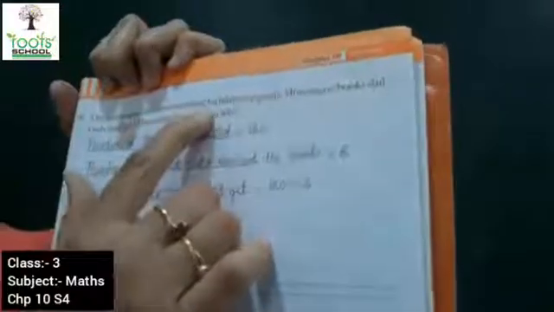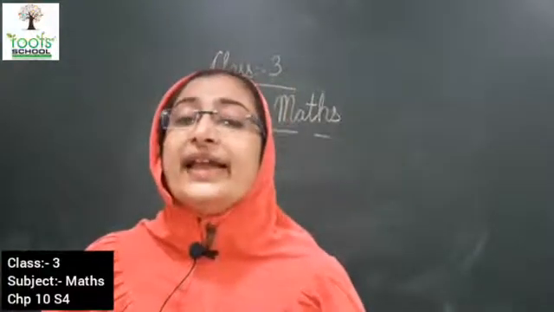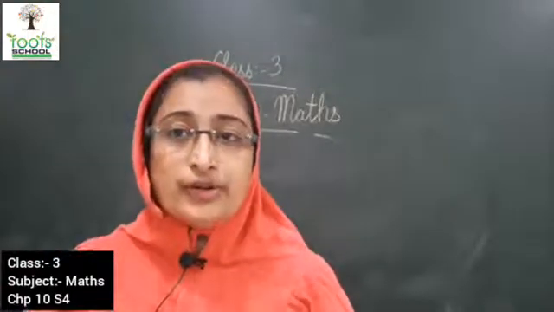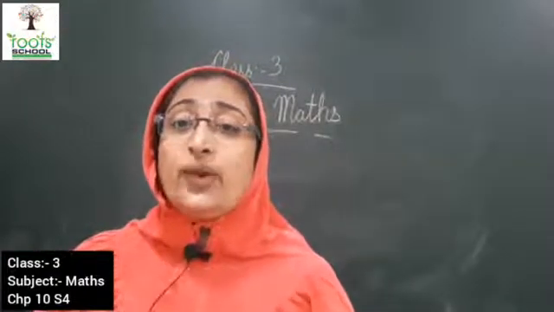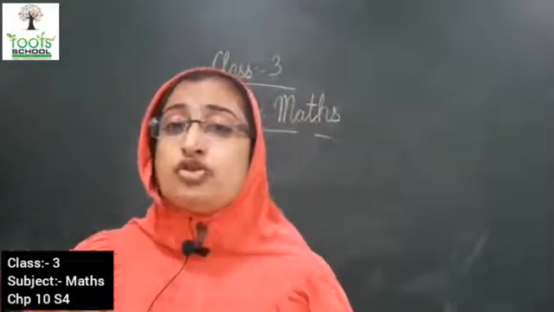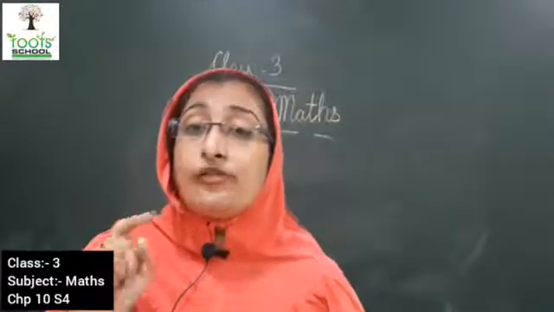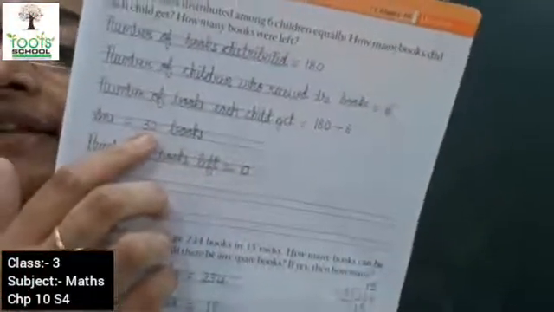180 books were distributed among 6 children equally. How many books did each child get? How many books were left? Now kids, there were total 180 books. Okay. And how many kids were there? There were 6 children. Okay. So now this 180 books was equally divided amongst the 6 children. So how are we going to solve it? Yes, you have to divide 180 by 6. So after dividing, you will get the answer as 30.